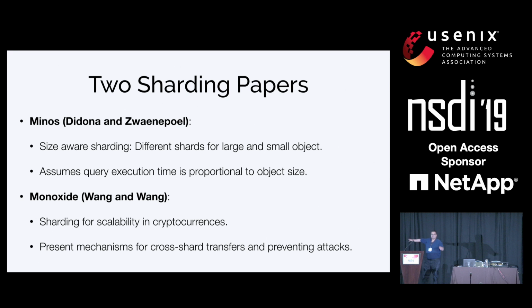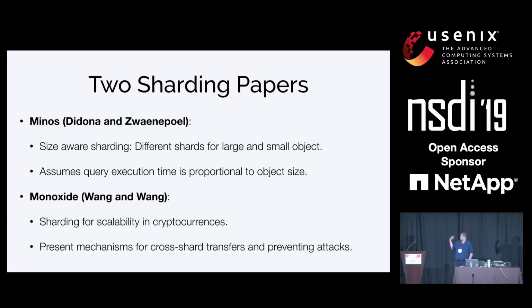The second paper is Monoxide, which is by Wang and Wang. This is not a key value store paper. This is a cryptocurrency paper. But what is cool about it is it's talking about sharding cryptocurrency, because cryptocurrencies currently have a scalability limit exactly for the same reason. You're committing lots of data. You have some consistency requirements. As you're doing this, and more people start committing these things, they slow down. So how can you basically go and shard them?